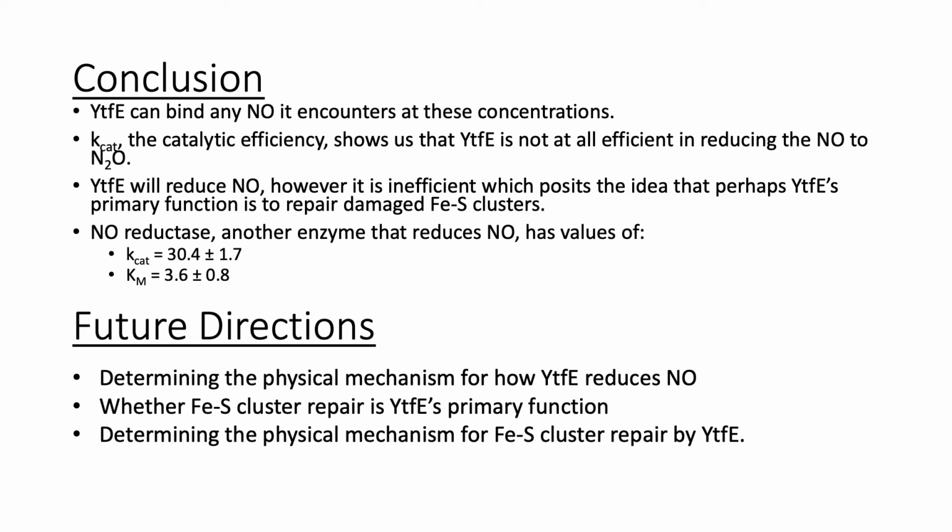While this is the truth, Kcat, the turnover number, shows us that YtfE is not at all efficient in reducing the NO to N2O, with the catalytic efficiency being approximately 0.05 inverse seconds. When we compare this to nitric oxide reductase, which has a Kcat of about 10 times higher, a Km of approximately 10 times lower, and a catalytic efficiency of approximately 8, we can see that YtfE is significantly slower in its reduction of NO. Based on these results, our hypothesis that NO reduction is the primary mechanism of YtfE seemingly is false, and that NO reduction is in fact a secondary mechanism for YtfE.